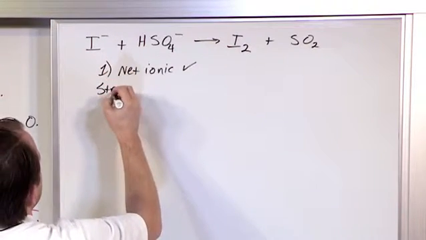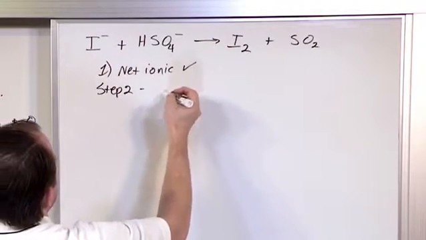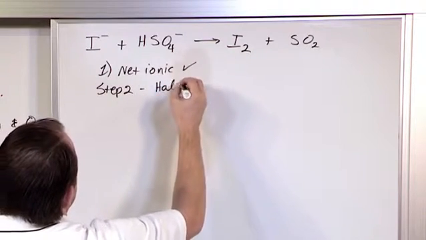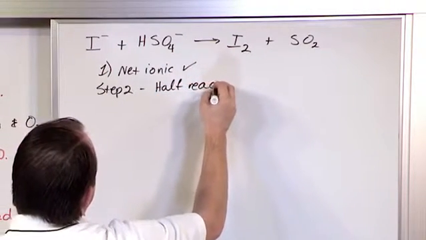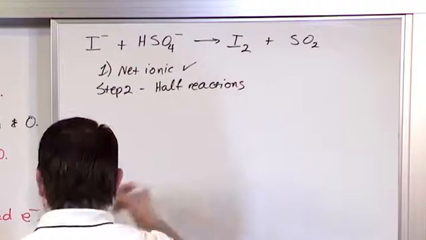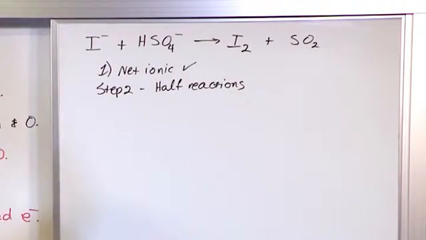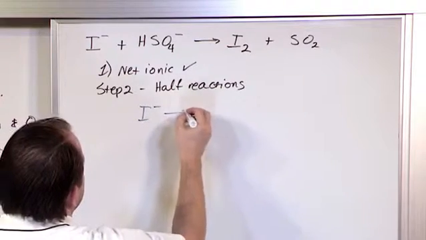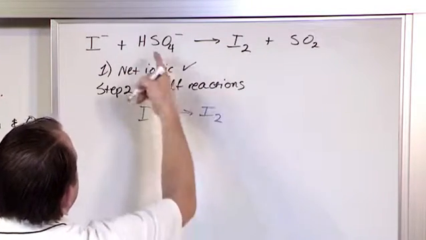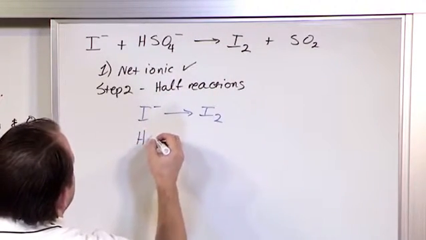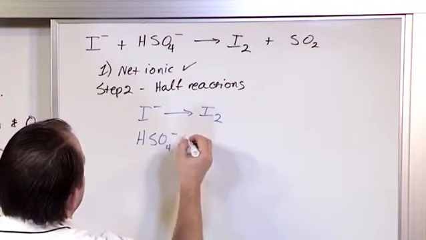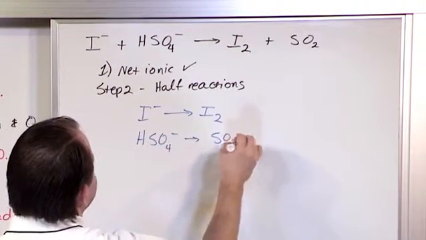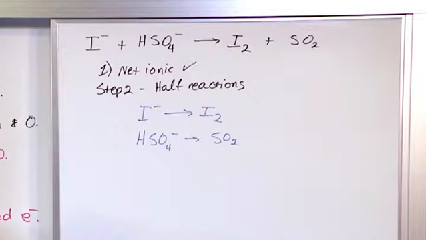All right, then step two is we do the half reactions. Okay, so let's write these half reactions down. Iodine obviously goes with iodine, so we have something like this. And then we have this ion here, HSO4, going to SO2. All right, so that's that.